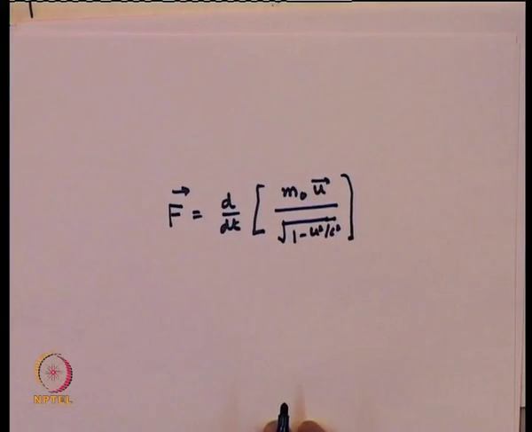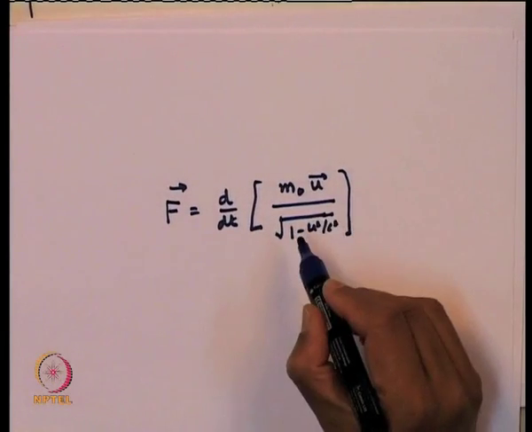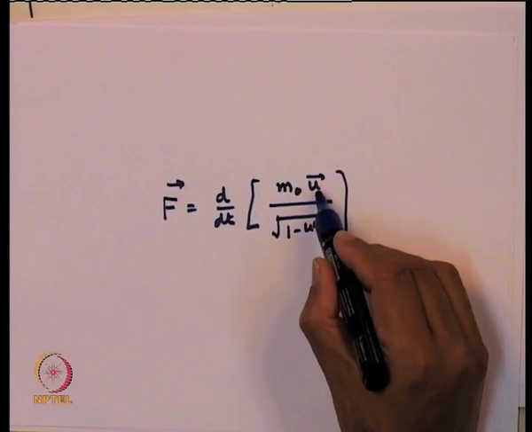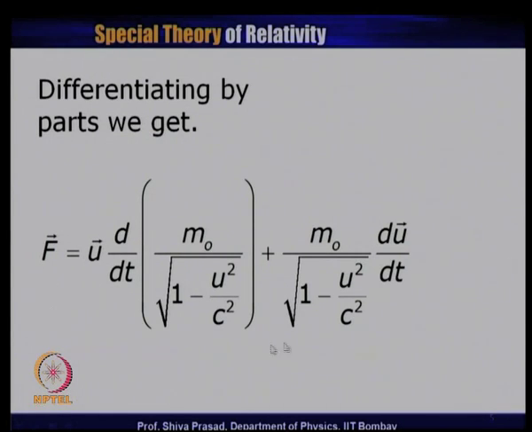So, I am trying to differentiate it by parts. First I take u, take the derivative of this quantity, plus I take this quantity multiplied by the derivative of u. This is what I have written in this particular transparency. So, u multiplied by d/dt of m naught under root 1 minus u square by c square, plus m naught divided by under root 1 minus u square by c square multiplied by du/dt. It is just simple differentiation by parts.